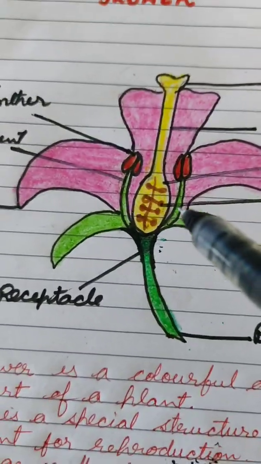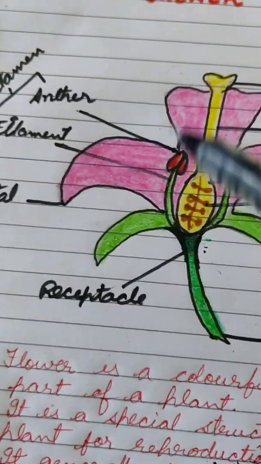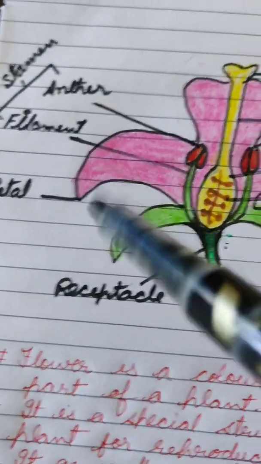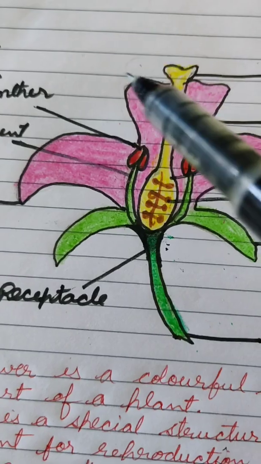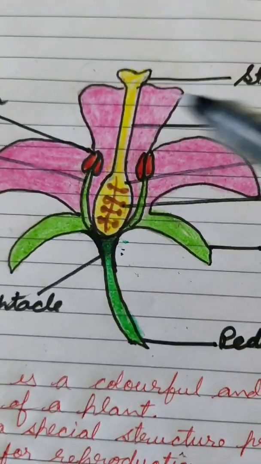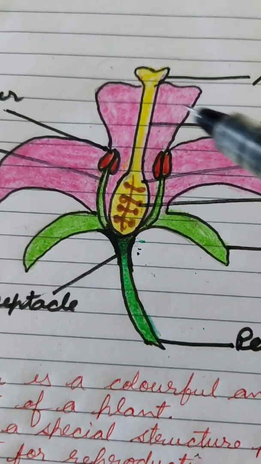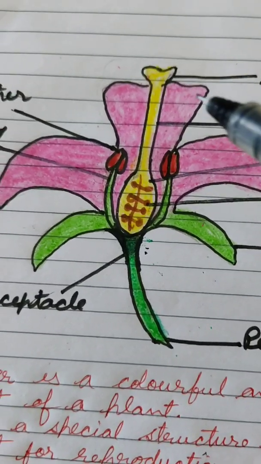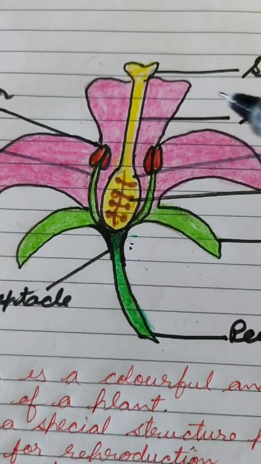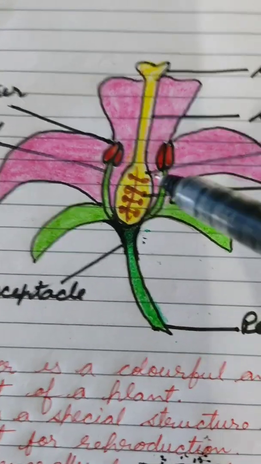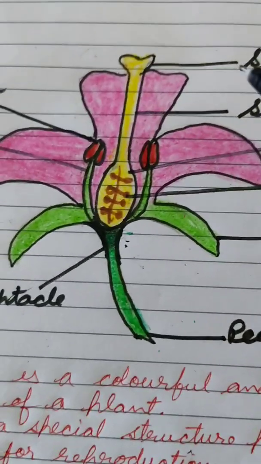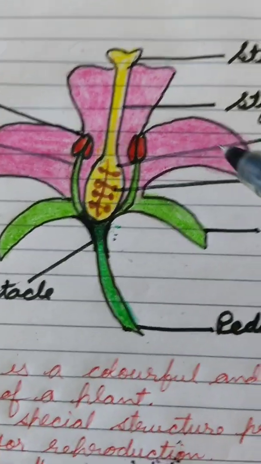And the next part, the colorful part of the plant, is the petals. Petals are the colored and modified leaves that surround the reproductive parts of the flower. They are bright in color and usually have a shape to attract insects for pollination. And the fragrance of the flower is due to the presence of the petals.